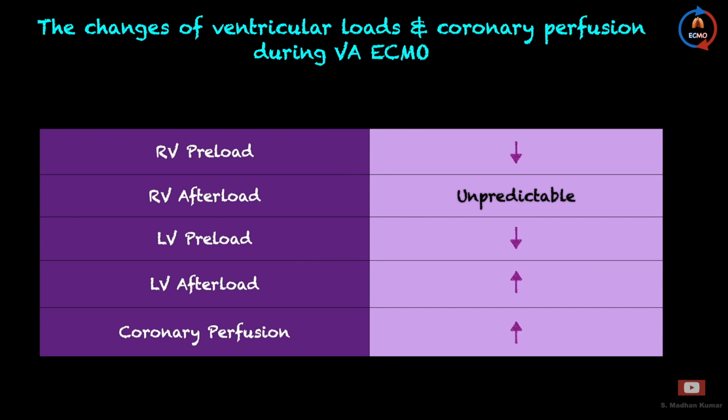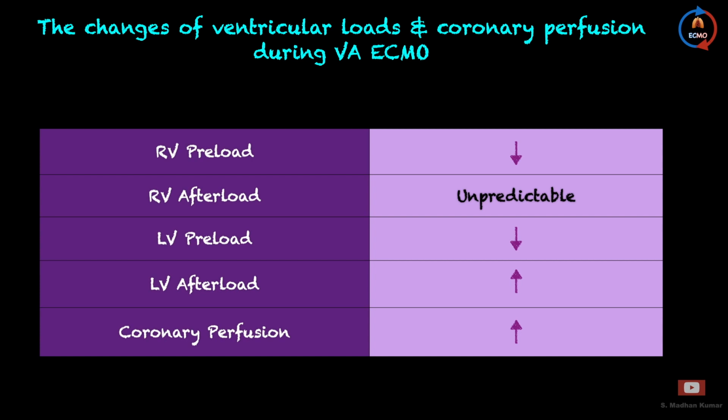VA ECMO has multiple effects on the left ventricular myocardium. The decrease of venous return and the volume work may reduce the wall tension of the heart and subsequently the LVEDP and the LVEDV. The increase of mean arterial pressure and reduction of venous pressure improves the pressure gradient and then the myocardial perfusion.